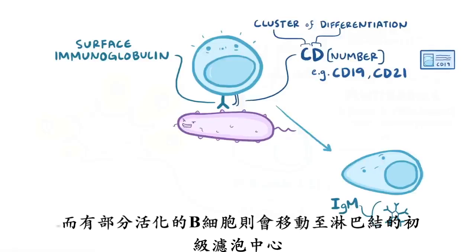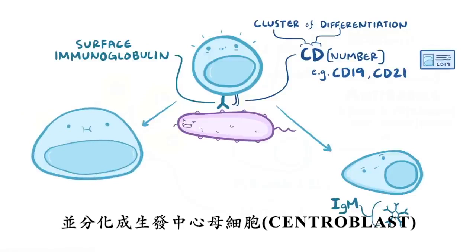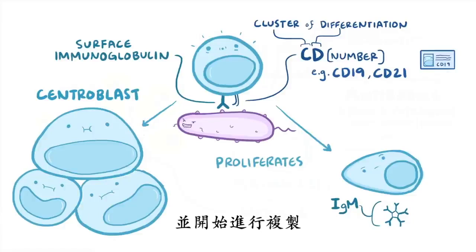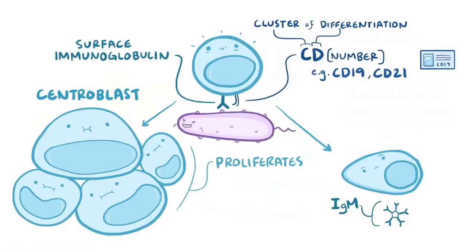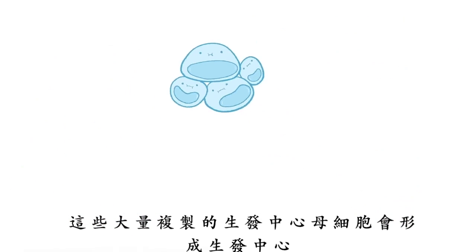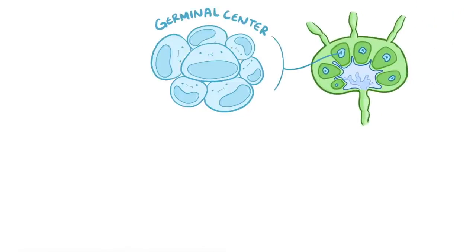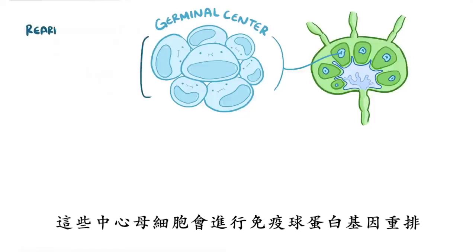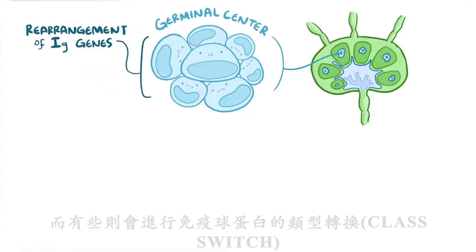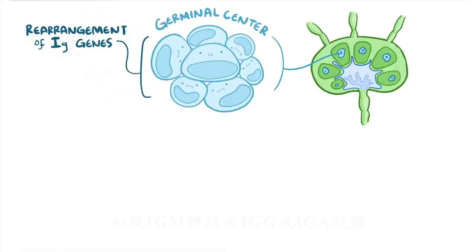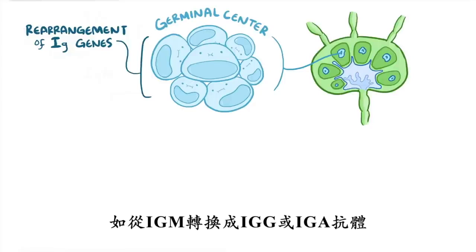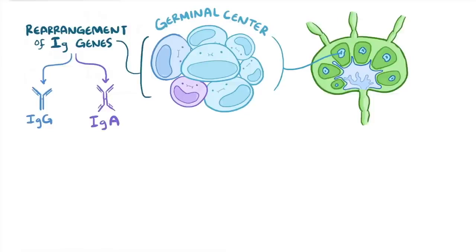Other activated B cells go to the center of a primary follicle in the lymph node, and then they differentiate into B cells called centroblasts and start to proliferate or divide. These proliferating centroblasts form a germinal center, found in the center of a follicle of the lymph node. These centroblasts have a rearrangement of their immunoglobulin genes, and some of them undergo a class switch where they change from producing IgM antibodies to producing IgG or IgA antibodies.